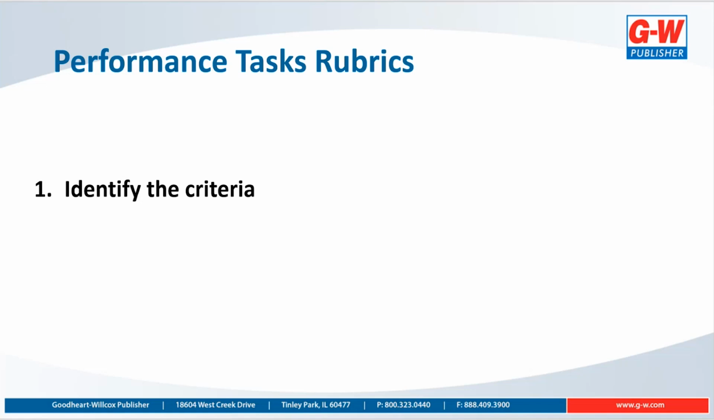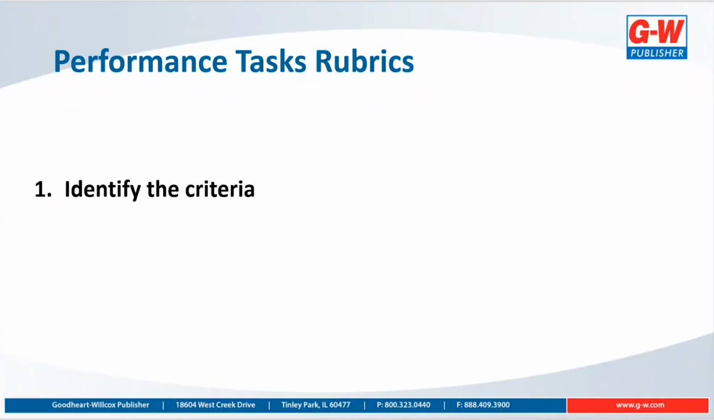So the first thing we're going to think about is identifying the criteria, right? We have to break down that task. So what specific skill or knowledge should our students be demonstrating? During this stage, we're also considering our learning outcome. Like, what are the key goals of this performance task? So examples of this criteria could be content knowledge, critical thinking, communication skills, use of resources, organization, etc.